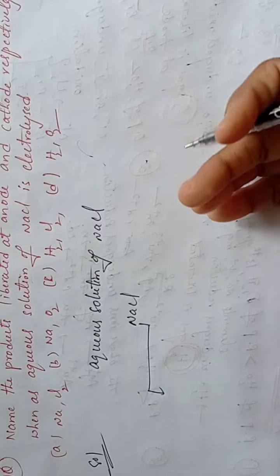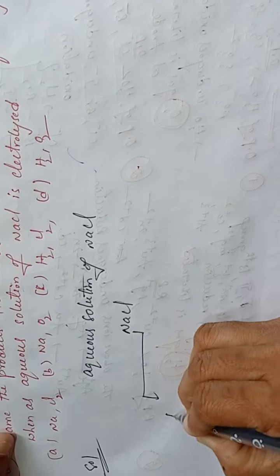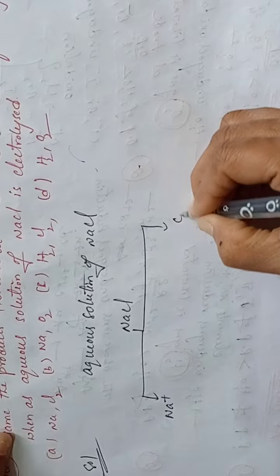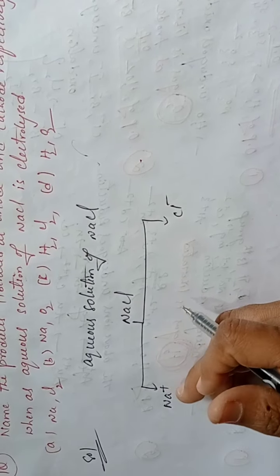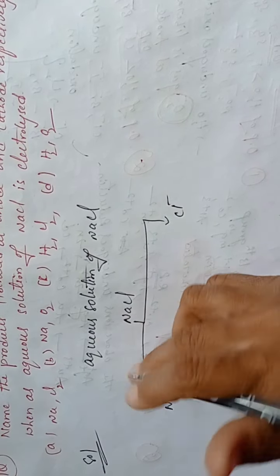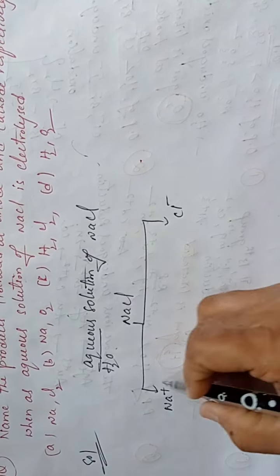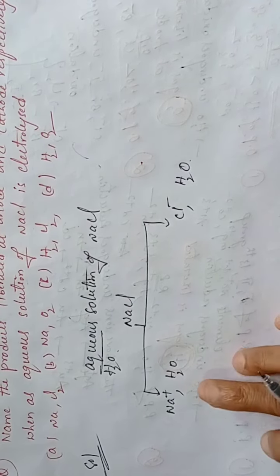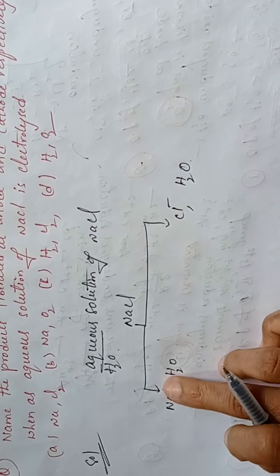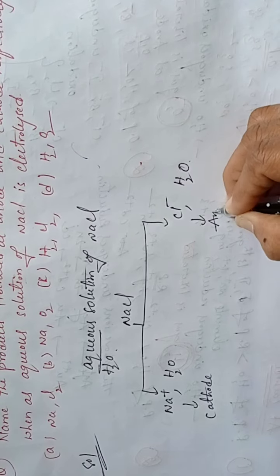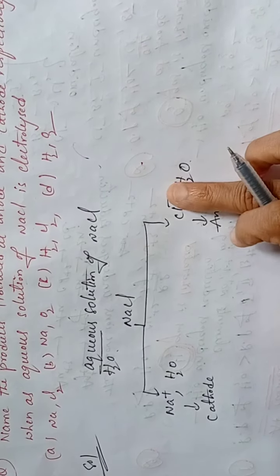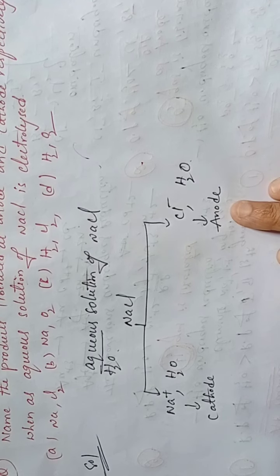First of all, aqueous is nothing but what, students? Water also will be there, correct? So NaCl dissociates into Na plus and Cl minus ions, and at the same time, because aqueous is nothing but water, you have to take Na plus with water and Cl minus with water. These cations, Na plus, move towards the cathode. These anions move towards the anode, students.